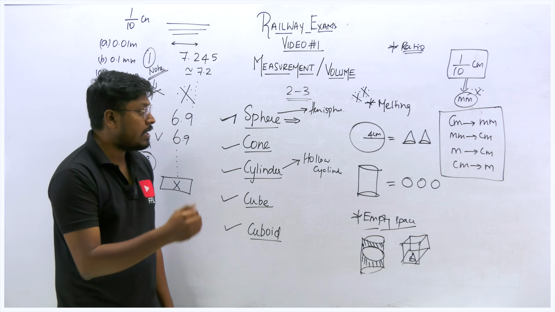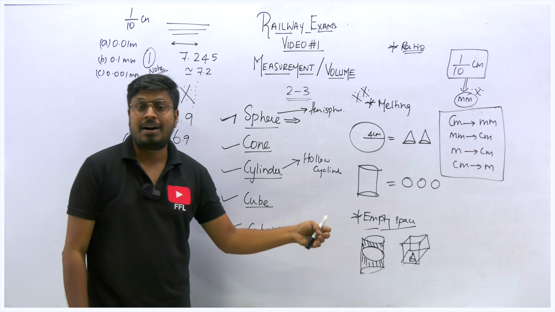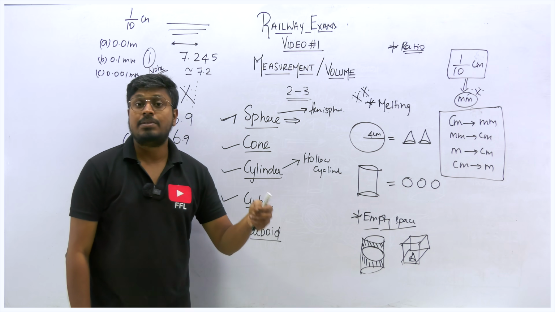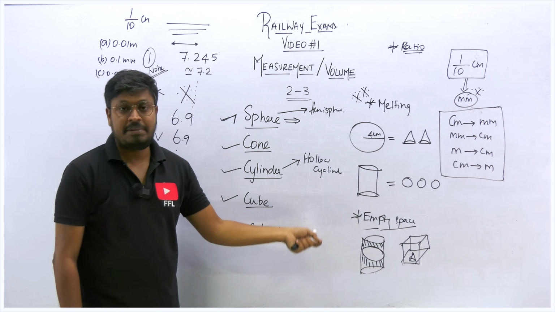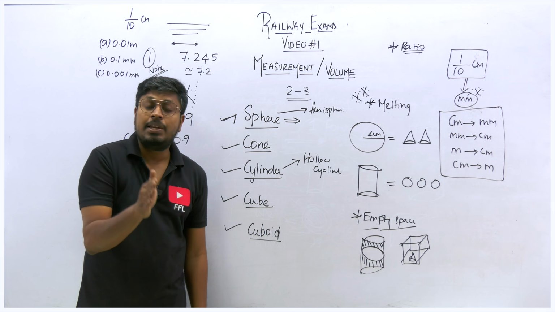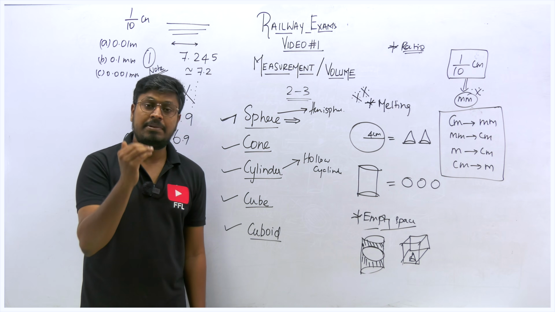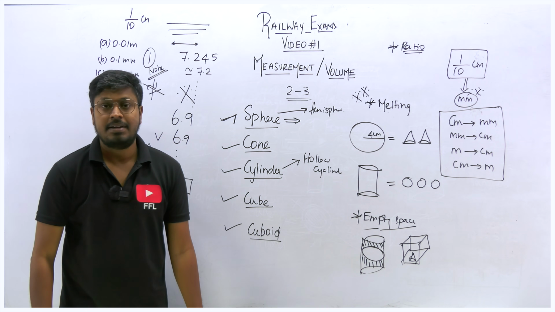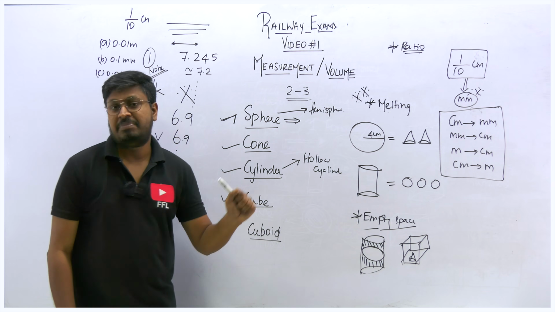So don't forget that. And then the important concepts they have asked in the railway exam: one is the molding and melting concept, second is the empty space, and third, without giving a direct value, they will give you a value in terms of ratio. These 3 areas make up 90% of the questions they have asked in the railway exams. From the next video we will start learning the topic called sphere.